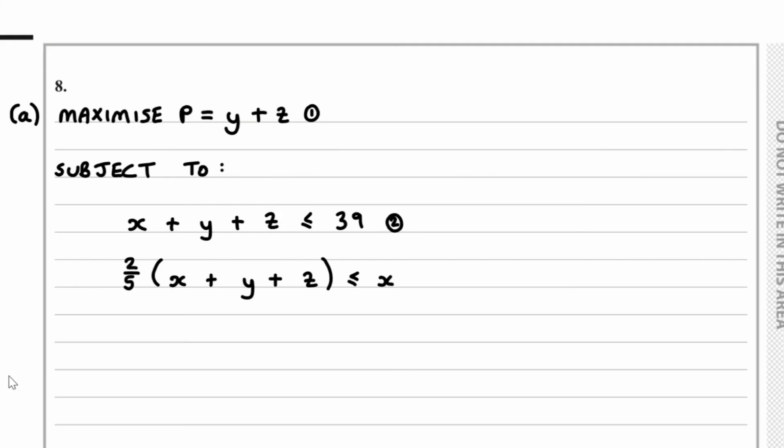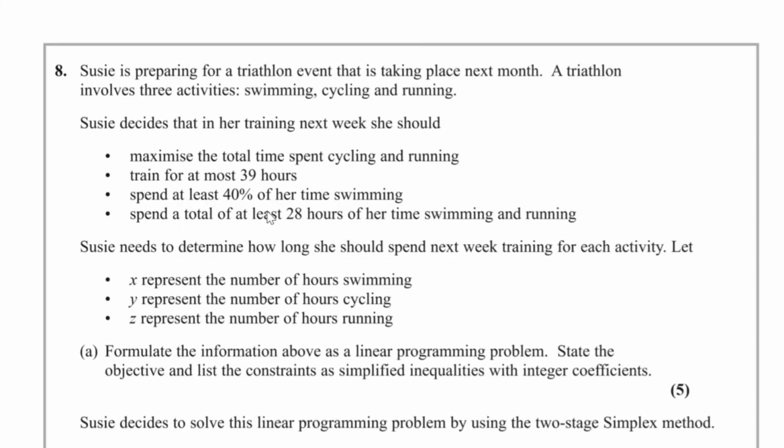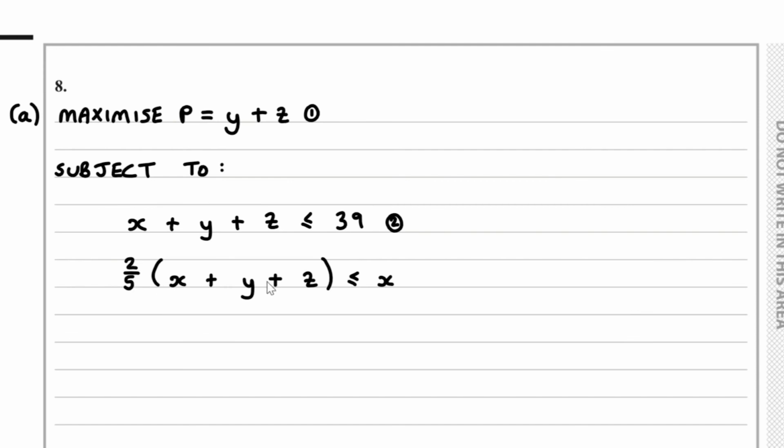Now, we know that x is swimming, which is where that x comes from, and 40% of her time, so this is the total time, x plus y plus z, 40% of that is 2/5 of this, and so we've got at least 40% of her time swimming, so this is why 2/5 of x plus y plus z must be less than or equal to x, because it's at least 40%. And if I rearrange this so I've got integer coefficients, I can see minus 3x plus 2y plus 2z is less than or equal to 0.